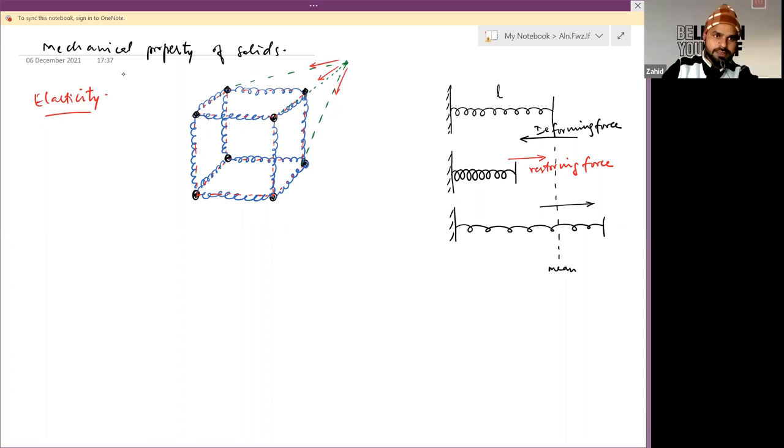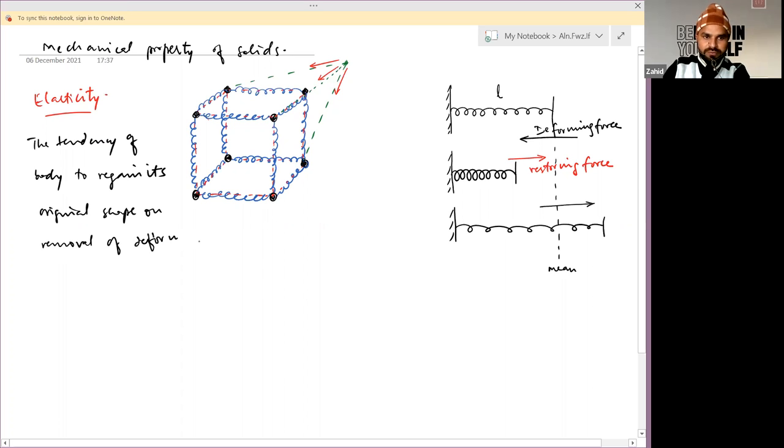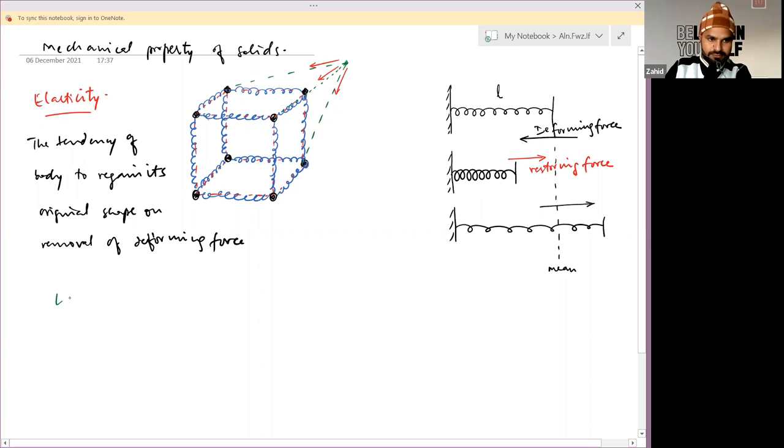Okay. So first is the tendency of a body to regain its original shape on removal of the deforming force is called elasticity. Opposite of this elasticity is called plasticity. So plasticity is the inability of a particular object to regain its original state on removal of the deforming force.